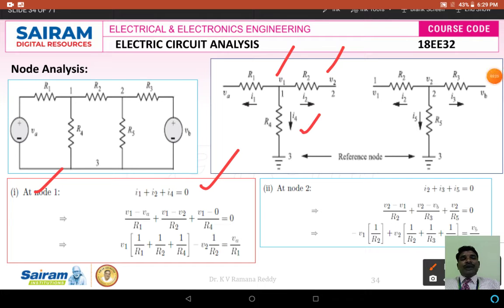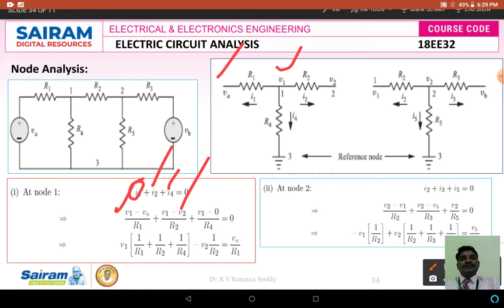With respect to I1, by applying Ohm's law we can write I as V by R. But I1 is the current flowing from V1 to VA, so in place of I1 I can write V1 minus VA divided by R1. I can write I2 as V1 minus V2 divided by R2. I can write I4 as V1 minus 0, because node 3 potential is 0. So V1 minus V3, and in place of V3 I write 0.